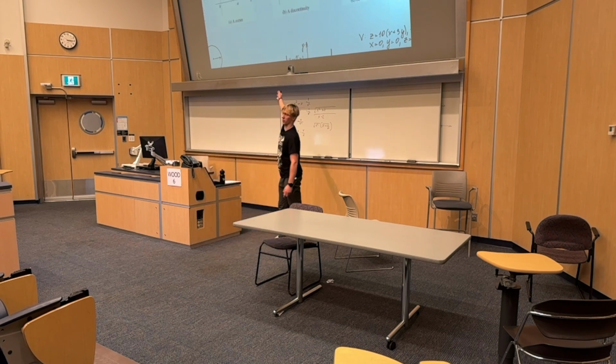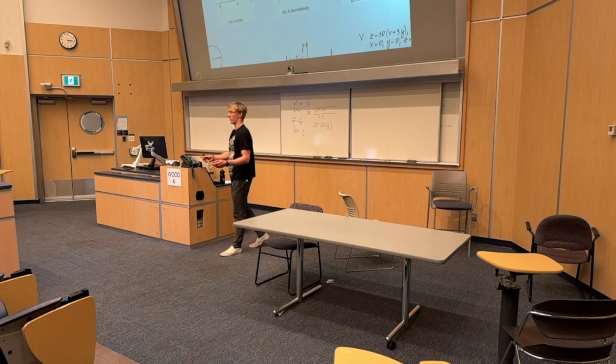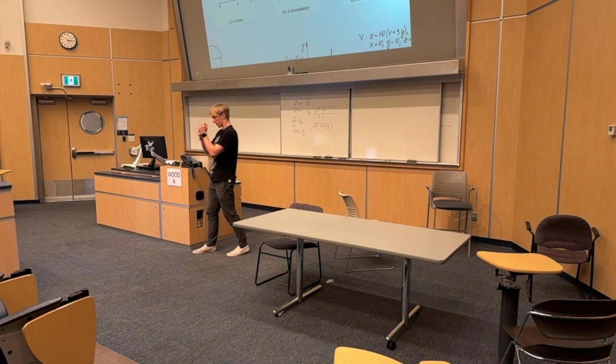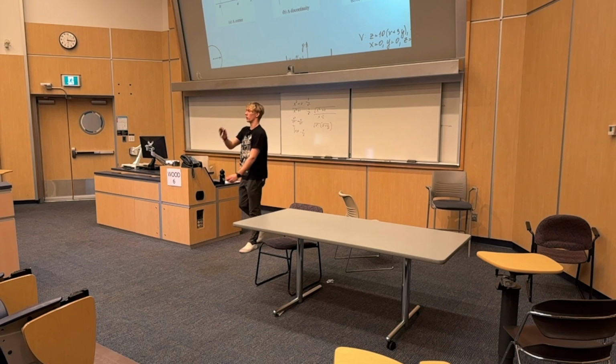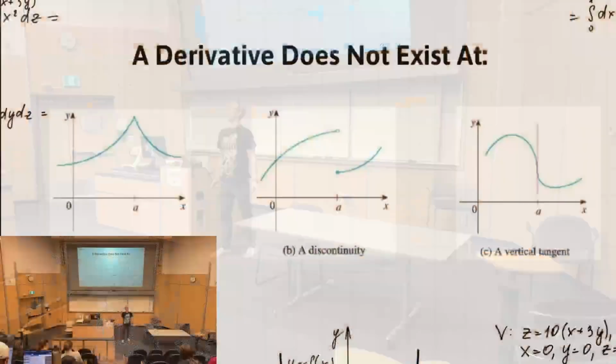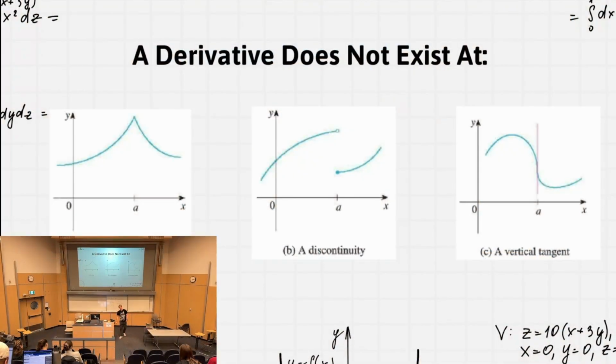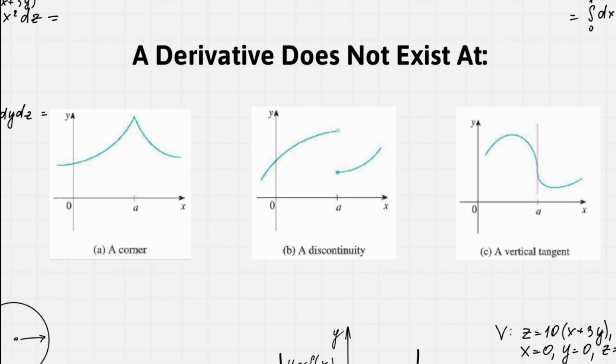And on graphs, there are a few ways for a derivative not to exist: at a cusp, at a discontinuity, and also at a vertical tangent line. Those are just a few examples graphically where the derivative wouldn't exist. Are there any questions about that?